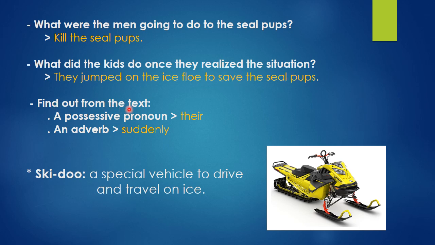Okay, find out from the text a possessive pronoun. Okay, so we have that there. An adverb: suddenly. You can find more. So skidoo, a special vehicle to drive and travel on ice. As you see in this picture, they use this vehicle to travel on ice and drive on it.